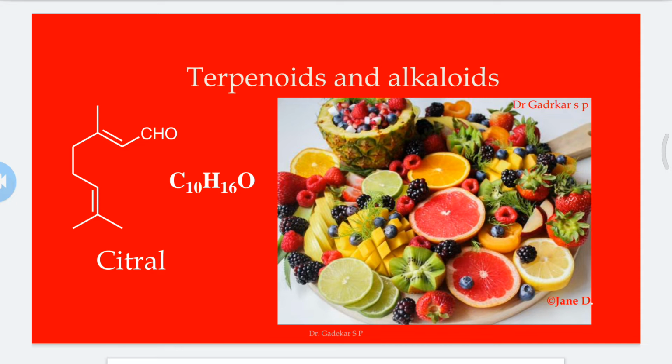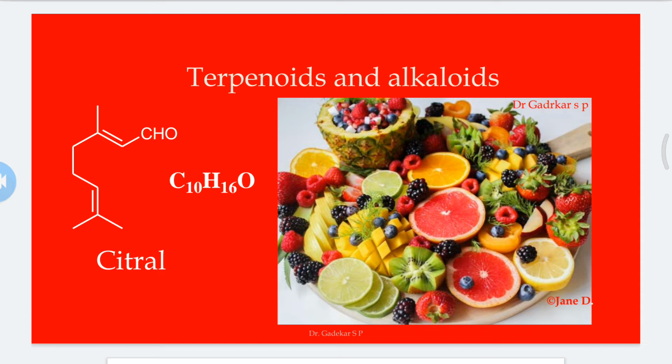Today we are going to learn about terpenoids, in which the citral molecule. So in the last lecture yesterday, we discussed the classification of terpenoids. This classification depends on the isoprene unit.